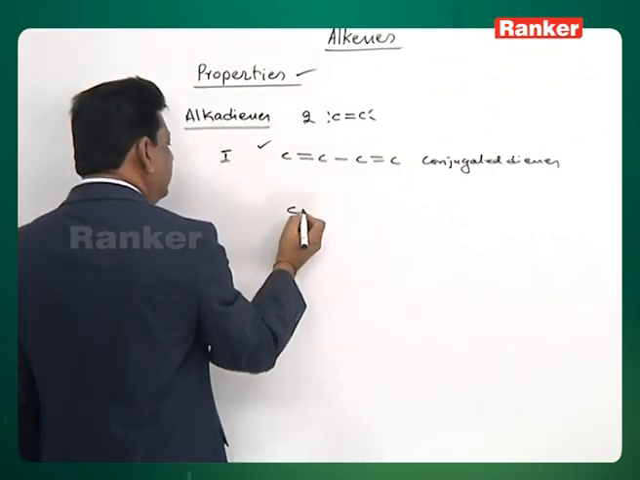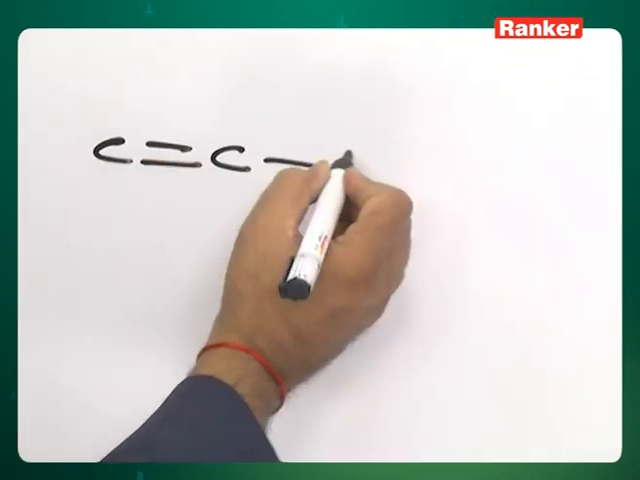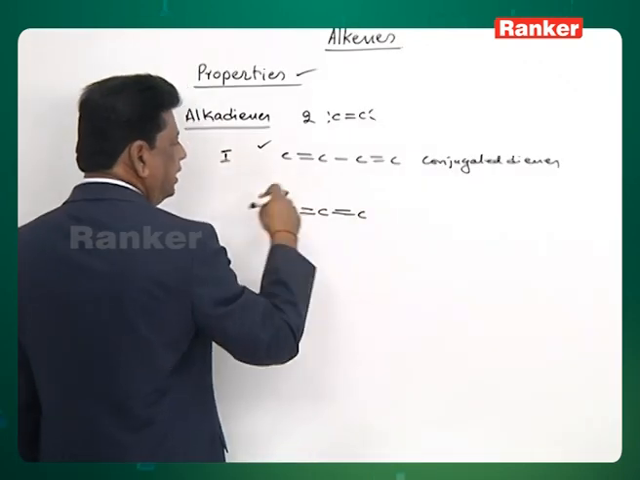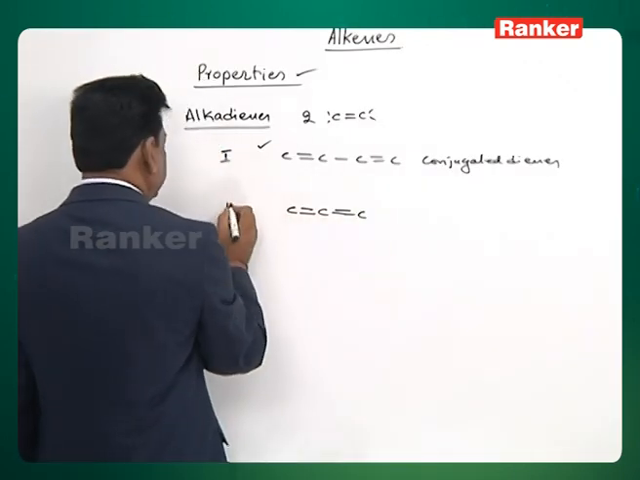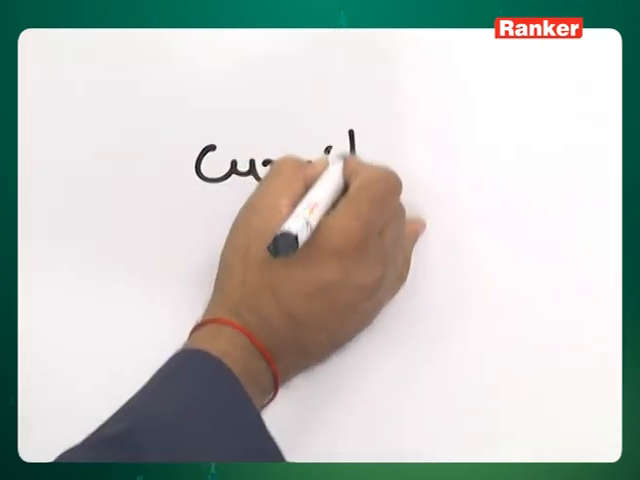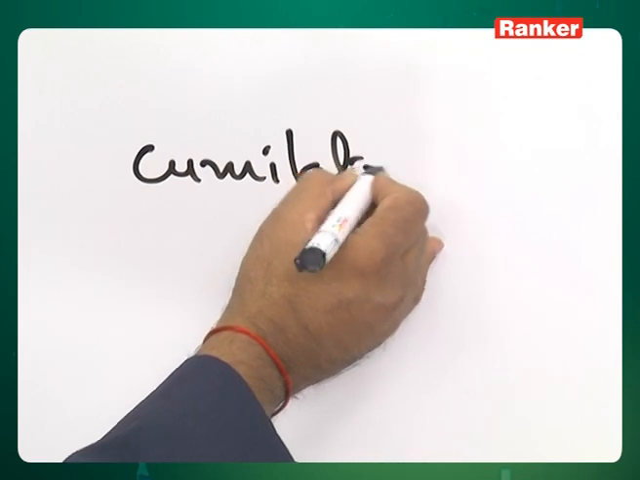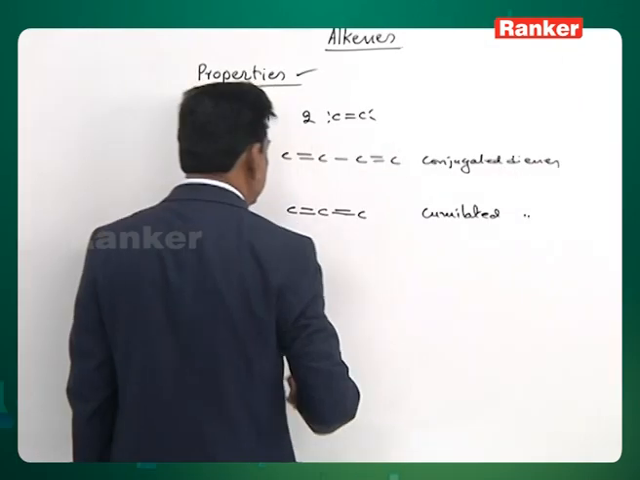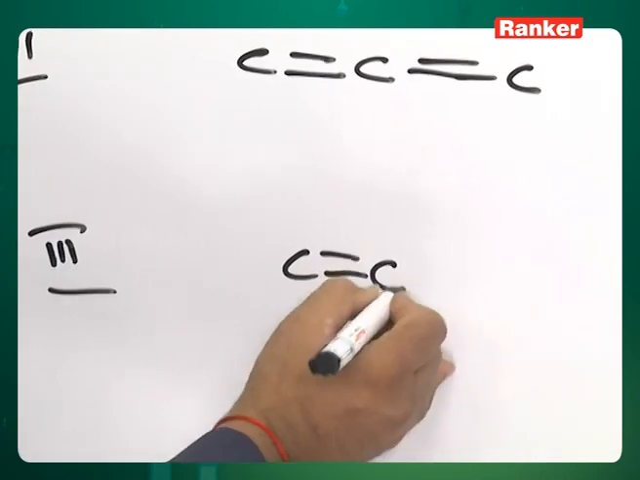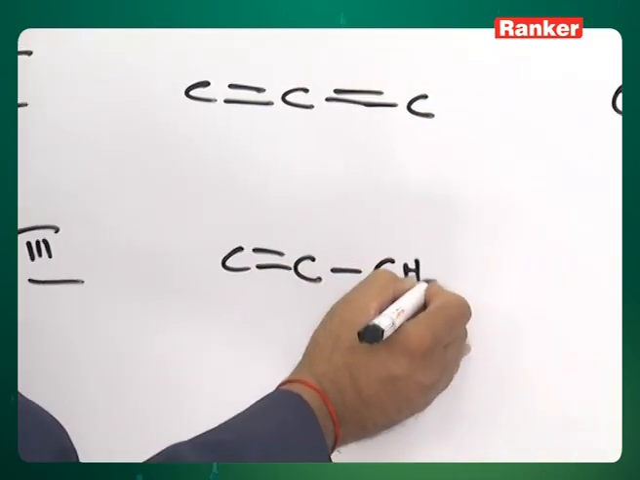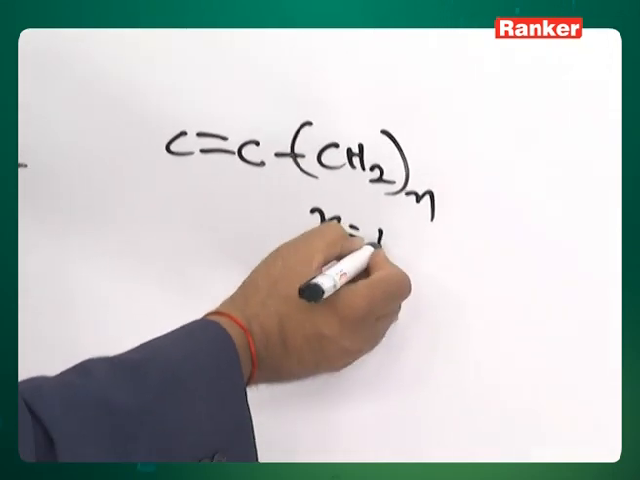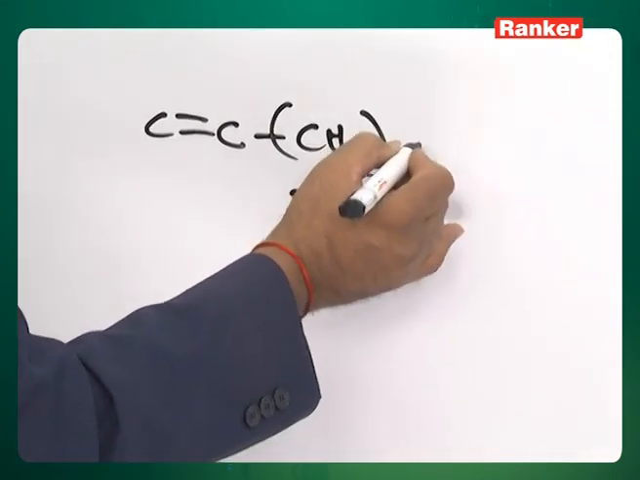And there are some dienes where one double bond is directly attached to another double bond, double bond attached to double bond. This is called cumulated double bonds, cumulated dienes. And the third variety will be where there is one double bond, then a minimum of n CH2 units, where n is not 0, but 1, 2, 3, 4 and so on.